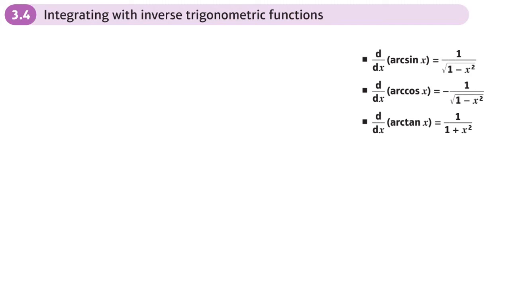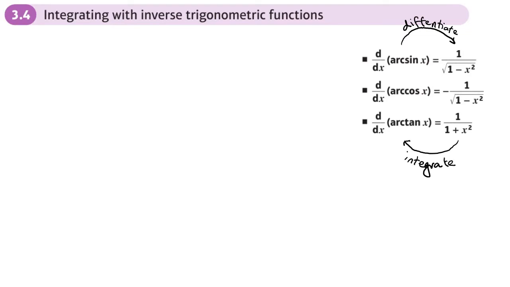This is the fourth section of the Methods in Calculus chapter, and here we're going to be looking at integrating inverse trig functions. Now the last section was differentiating inverse trig functions, and these results are in the formula book. When we go from this side to this side, this is when we differentiate. So it does mean that we can use these results backwards to integrate.